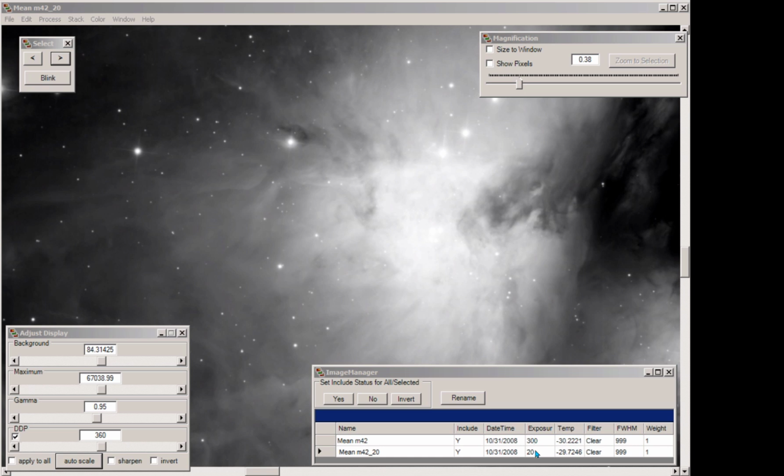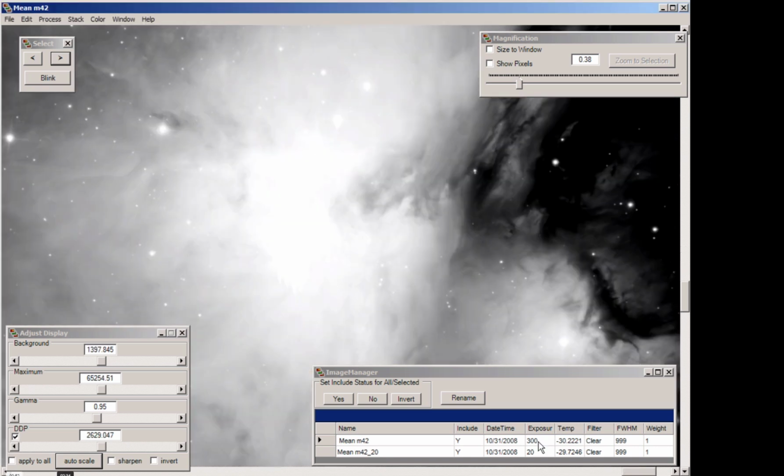Although the exposure time says 20 seconds and 5 minutes, these images are the mean. They are the combination of many, many of these frames. I think the long exposure one was 12 5-minute exposures, and the short one, I can't remember how many, but it might have been like 12 again, 20-second exposures.